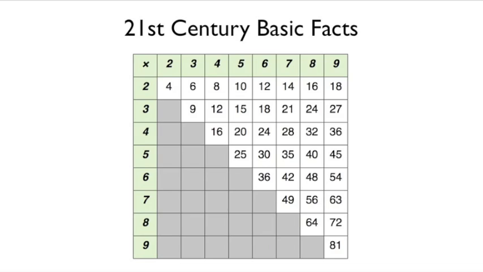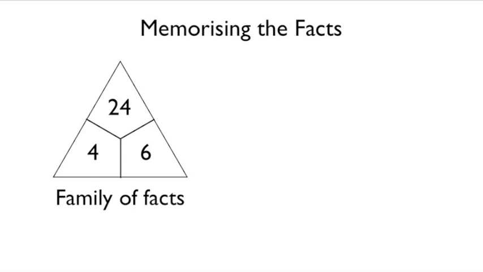So what about getting those 36 facts into long-term memory? Well, there's actually a very good way to do it. There's really no need to learn the times tables in a linear order like we used to do it. 1 2 is 2, 2 2s are 4, 3 2s are 6, and so on. Let's just drop that, and let's look at families of facts instead.